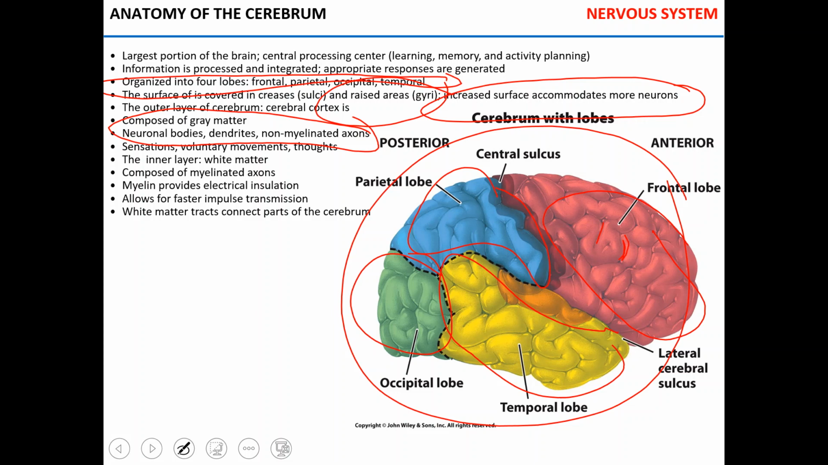The inner layer of the cerebrum, which is not shown here, is called the white matter, and it consists mainly of myelinated axons. These myelinated axons are responsible for the communication between different parts of the cerebral cortex. Myelin, as you remember, provides electrical insulation and allows for faster transmission of impulses in the brain. And these chunks of white matter that connect different parts of the cerebrum are called white matter tracts.